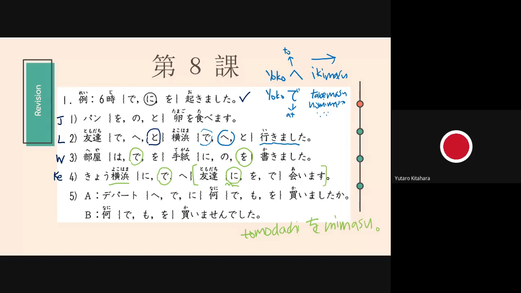I don't know how James is there. James, ready? You can read the first one and the fifth one. Pan to tamago o tabemasu. Very good. I eat these two. And yeah, the number five also.